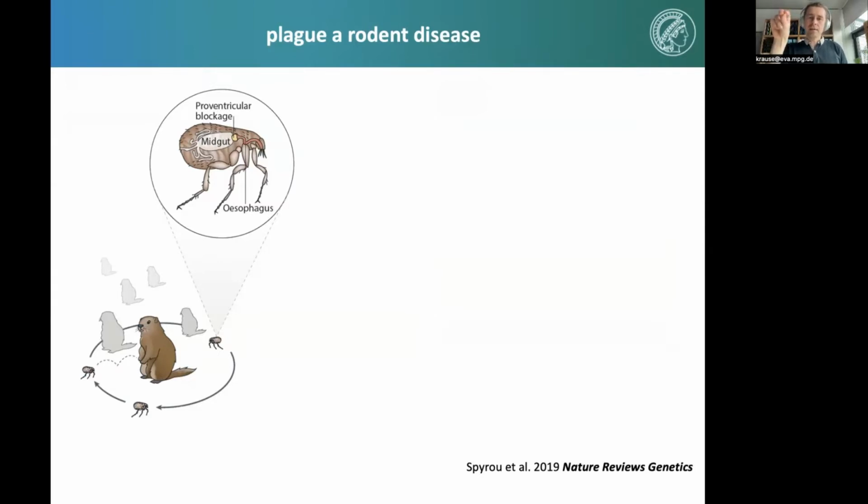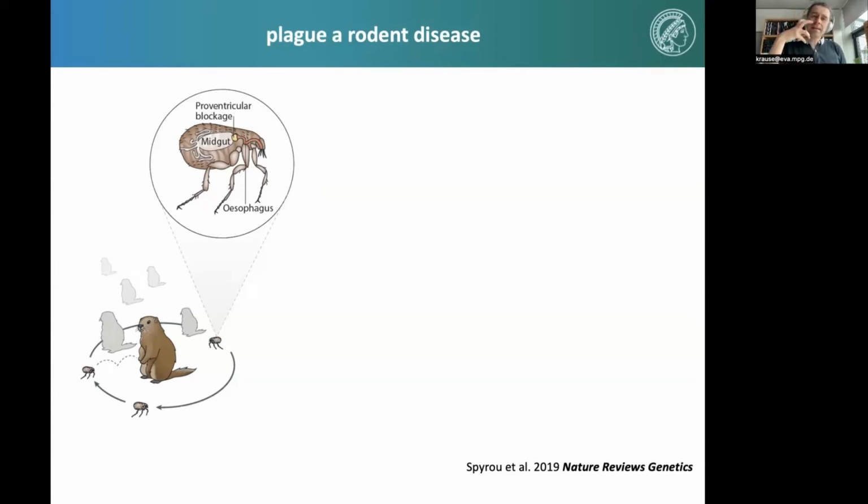So a flea, if it bites an infected individual, it takes the bacteria into its pre-gut. And there they form a biofilm that then serves as a blockage. So it blocks the stomach of the flea.